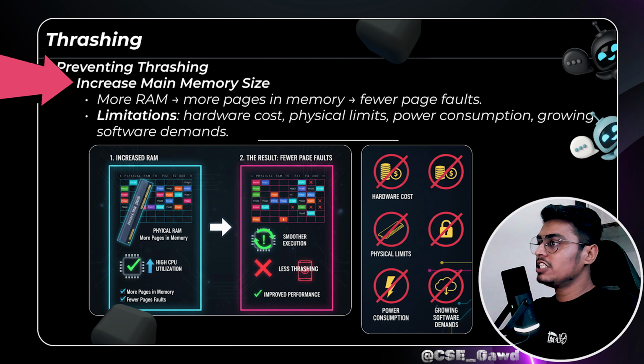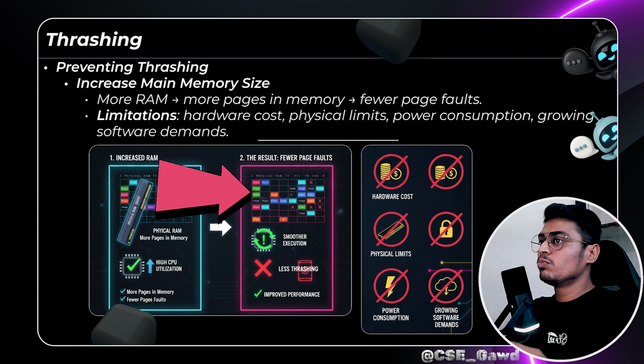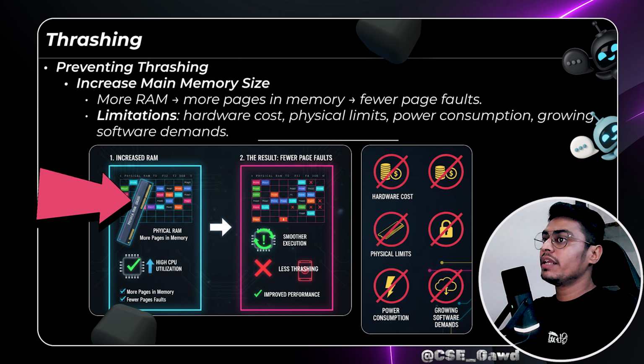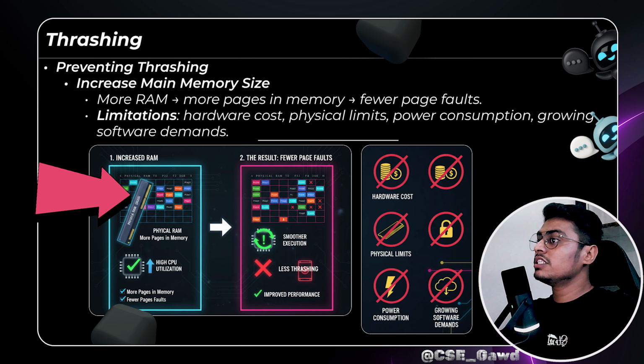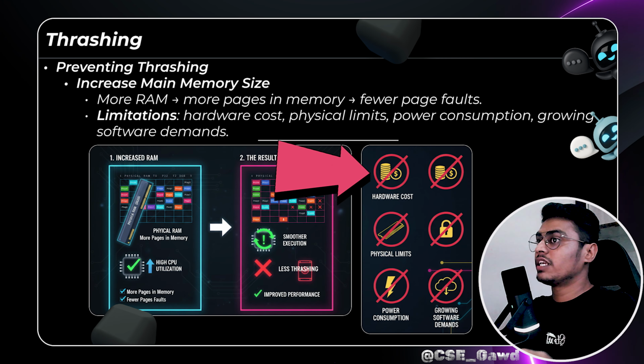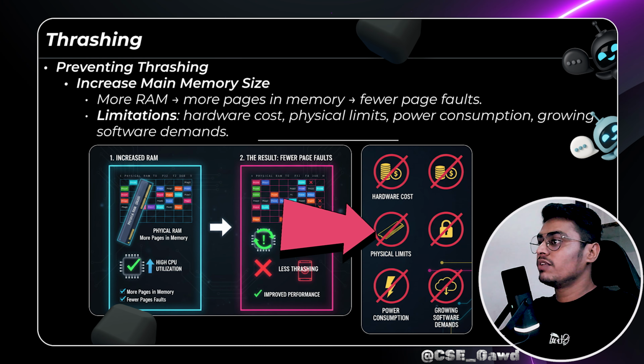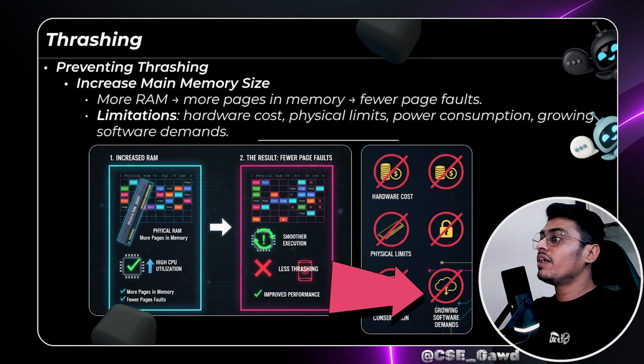Now, if we increase main memory size, adding more RAM allows more pages to be kept in main memory simultaneously, reducing page faults. With more memory, we can maintain a higher degree of multiprogramming without hitting the thrashing point. However, increasing memory size is not always practical. It is not cost effective. While it's a straightforward solution, it has limitations: hardware cost, physical constraints, power consumption, and the fact that software demands tend to grow with available hardware.